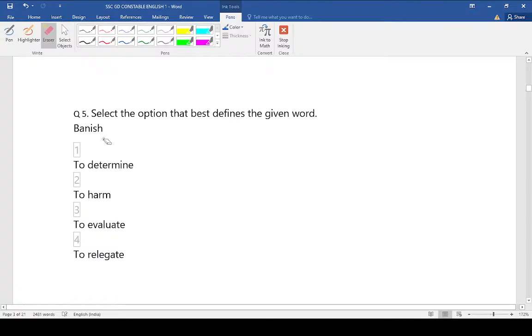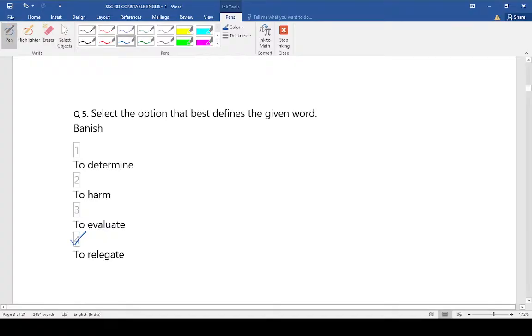This is not the correct answer. Determine is nothing but, here they are asking that best defines the given word. Banish is nothing but unwanted and throwing away. So determine means decided, they are taking the decision. It is not about stopping the person. So removing the person. So here the correct answer will be to relegate.